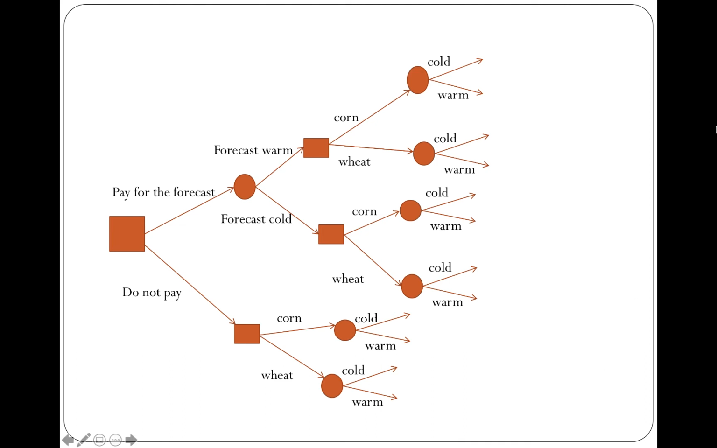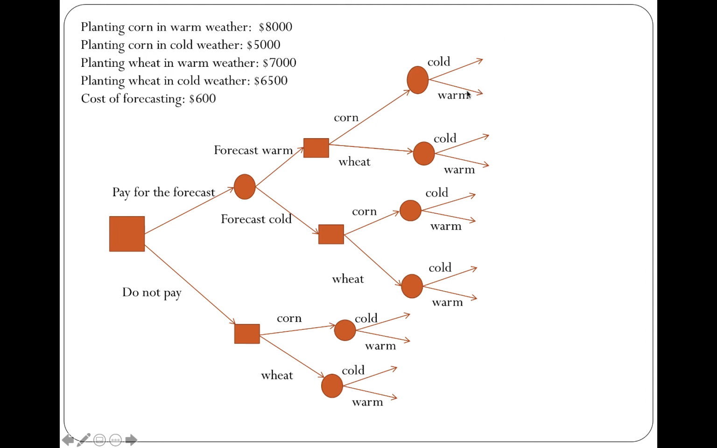Next, I need to calculate the monetary value associated with each one of these terminal branches. So let's see what's happening at the first terminal branch. In this first terminal branch, we have paid for the weather forecast, and the weather forecast says warm. We have decided to plant corn, and the actual weather condition has turned out to be cold. In this scenario, we know that if we plant corn and the weather is going to be cold, we observe only 5,000 as our earning.